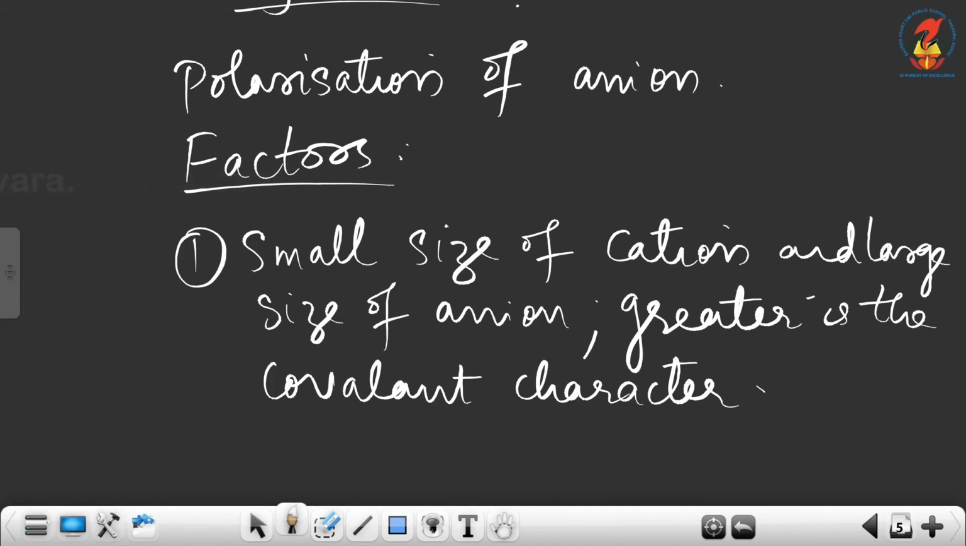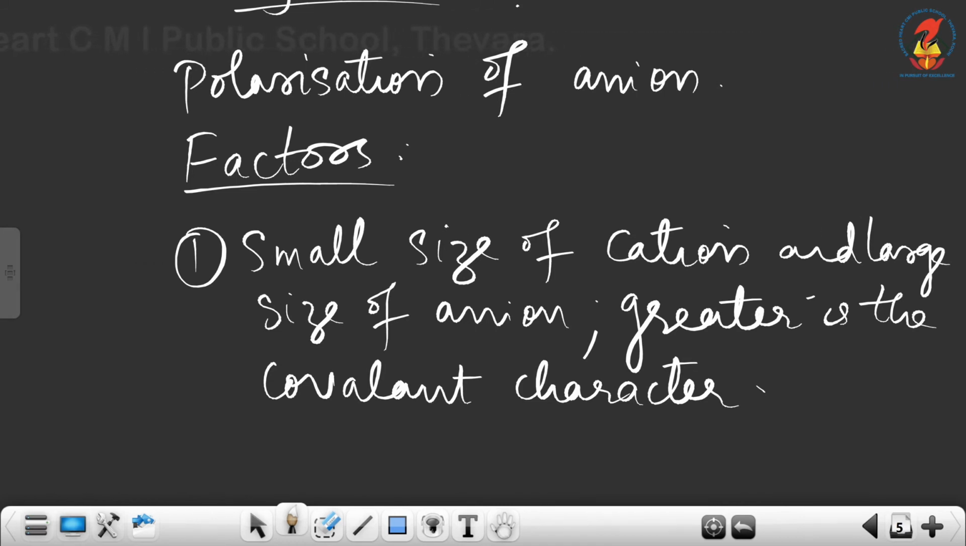Now, the second factor is the greater the charge on cation. So, we know that as the positive charge on cation increases, size of the cation decreases and greater will be the covalent character. Okay, so we can say that the polarizing power of cation, the polarizability of anion and the extent of polarization of anion determine the percentage of covalent character in ionic compound.